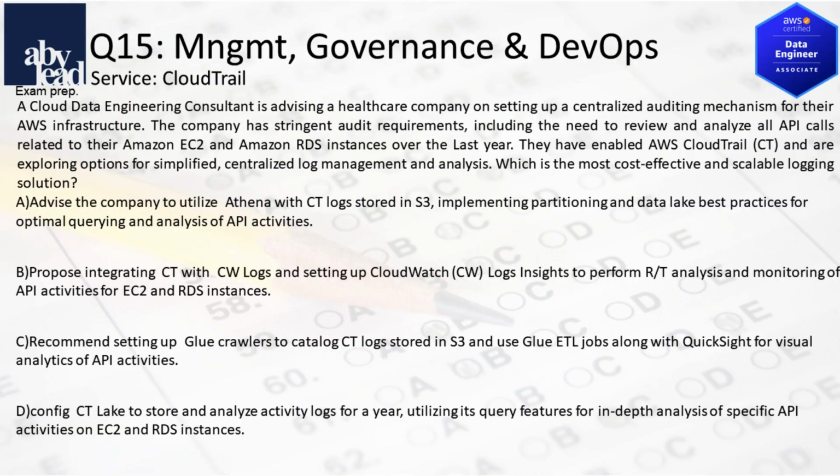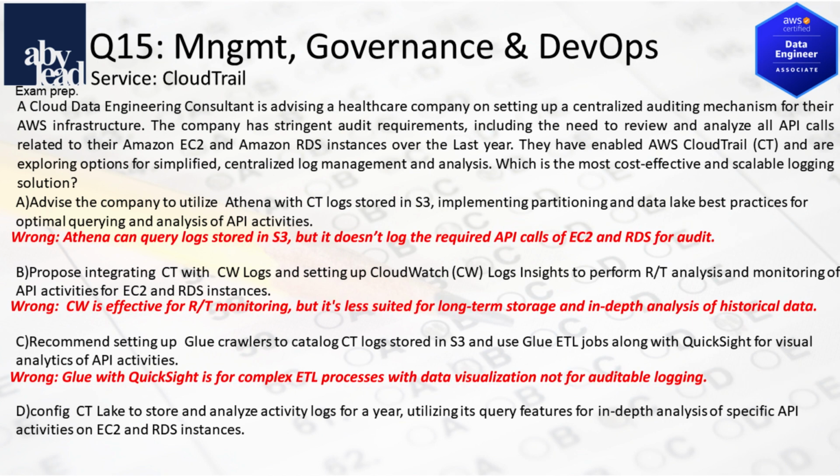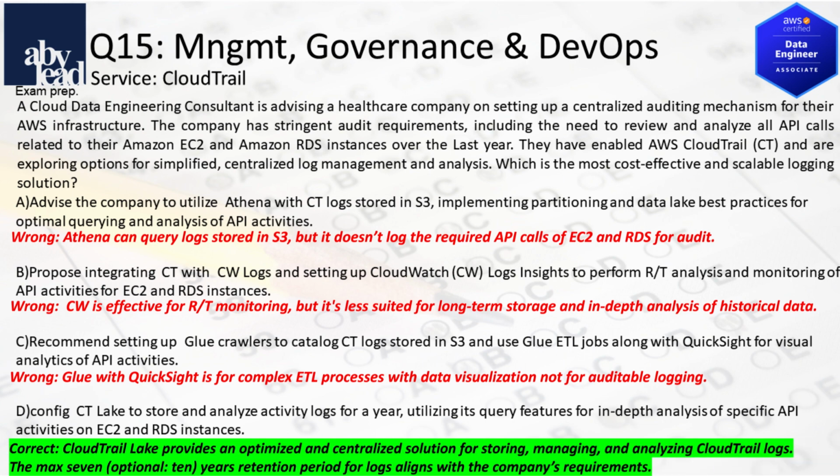Question 15. Although CloudTrail tracks API calls related to EC2 and RDS, you need a centralized auditing to cost-effectively query and review log history. Athena sounds ideal, but it doesn't log API calls directly and CloudWatch can't store long-term logs. Also, Glue with QuickSight is for ETL processes not for auditable logging. More efficient is to use CloudTrail Lake, providing an optimized and centralized solution for query analytics and long-term storing of CloudTrail logs.